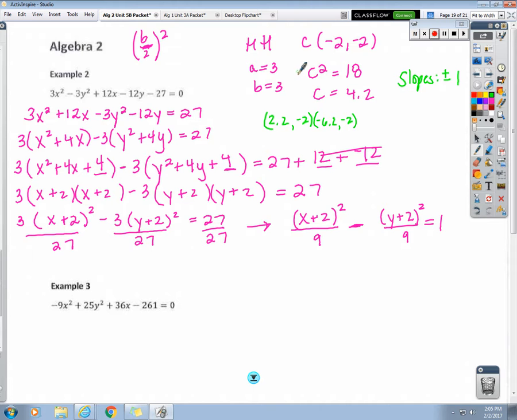For homework, I would like you to try example 3. Okay? Example 3 is your homework. Don't just simplify it to the equation. Write down all the characteristics too.